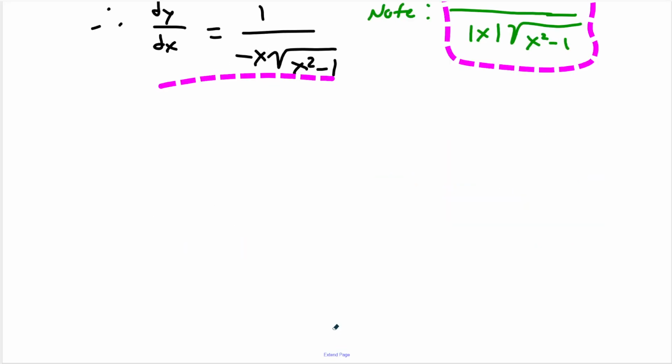And this, I think, note applies to the secant inverse of x derivative as well. So just be careful about that. Just be mindful of that absolute value. Anyway, let's move on to the next inverse trig derivative, which is secant.